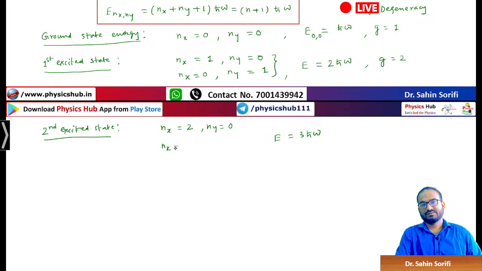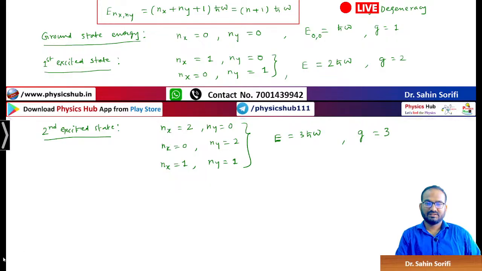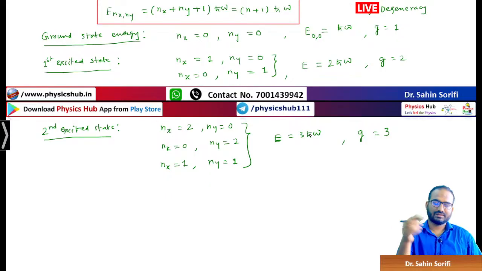If you take Nx equals 0, Ny equals 2, then again you get E equals 3ħω. Check whether you are getting it or not. Now, furthermore, if you take Nx equals 1, Ny equals 1, then also you get E equals 3ħω. Means this state is also degenerate with degeneracy 3. So ħω, 2ħω, 3ħω. Next you can go for 4ħω.